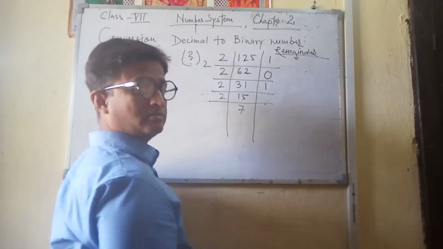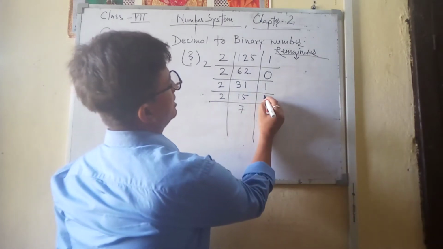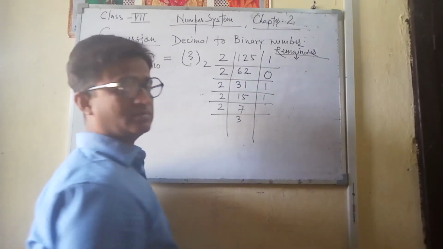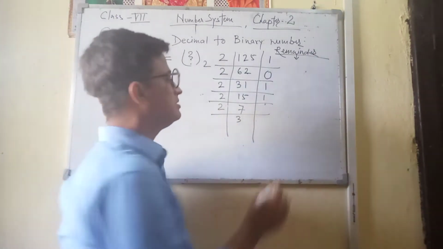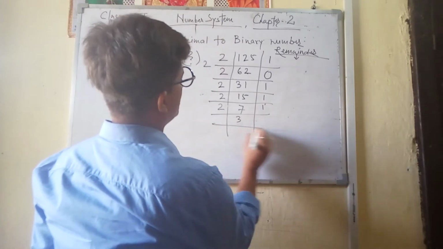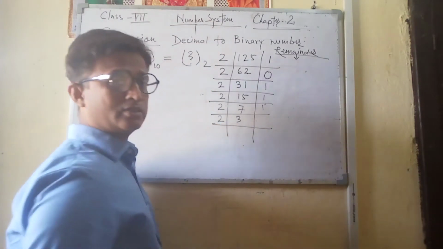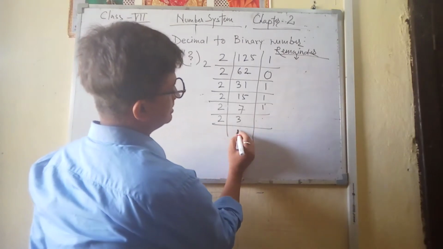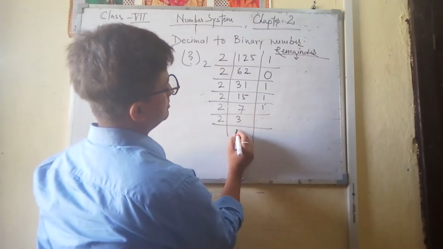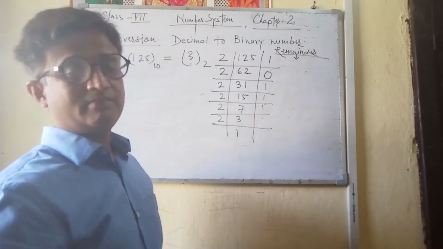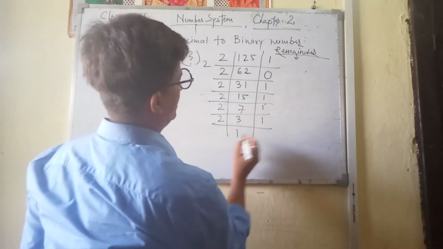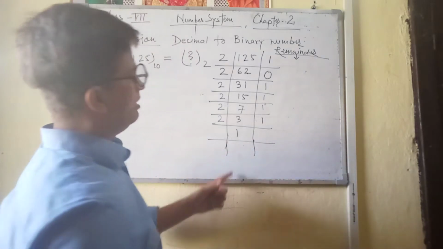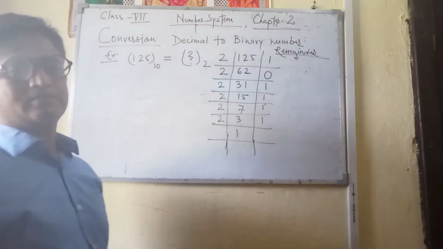7 twos are 14. What will the remainder be? 1. Then divide it again. 3 twos are 6. What is the remainder? Again 1. Then again divide it by 2. 2 ones are 2. What is the remainder now? 1. Now 1 is left over here.